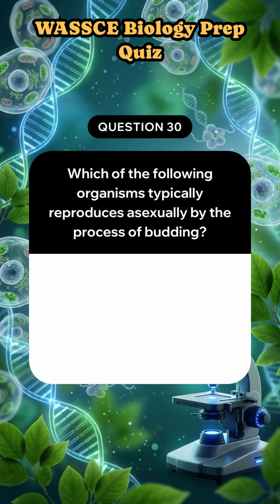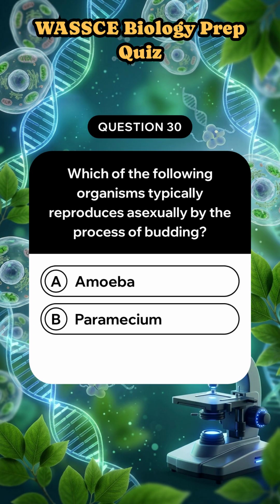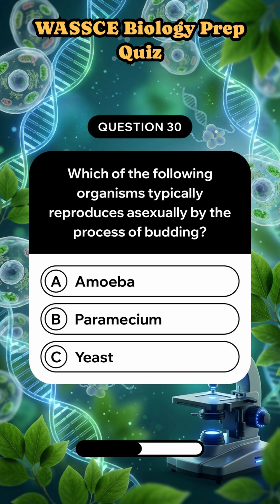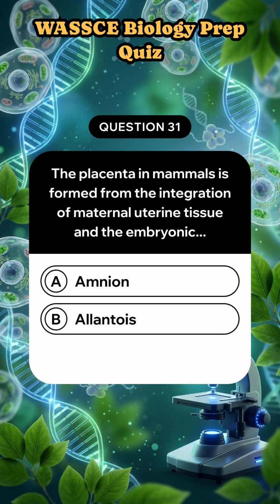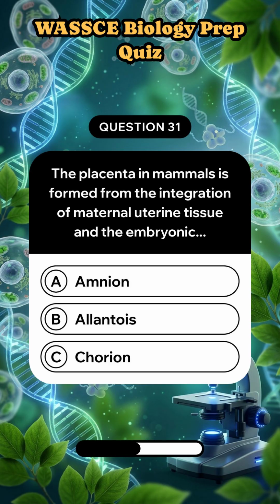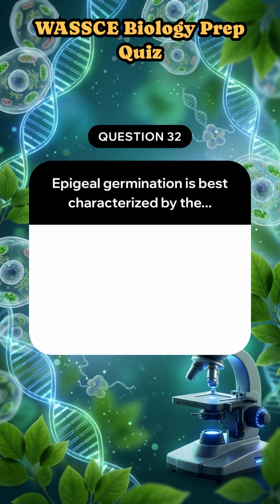Which of the following organisms typically reproduces asexually by the process of budding? The placenta in mammals is formed from the integration of maternal uterine tissue and the embryonic? Epigeal germination is best characterized by the?